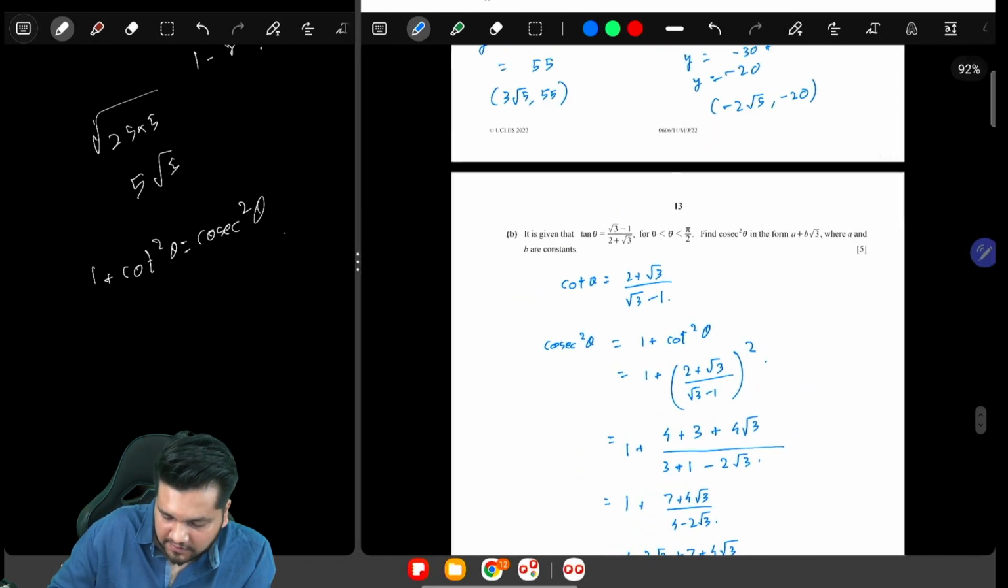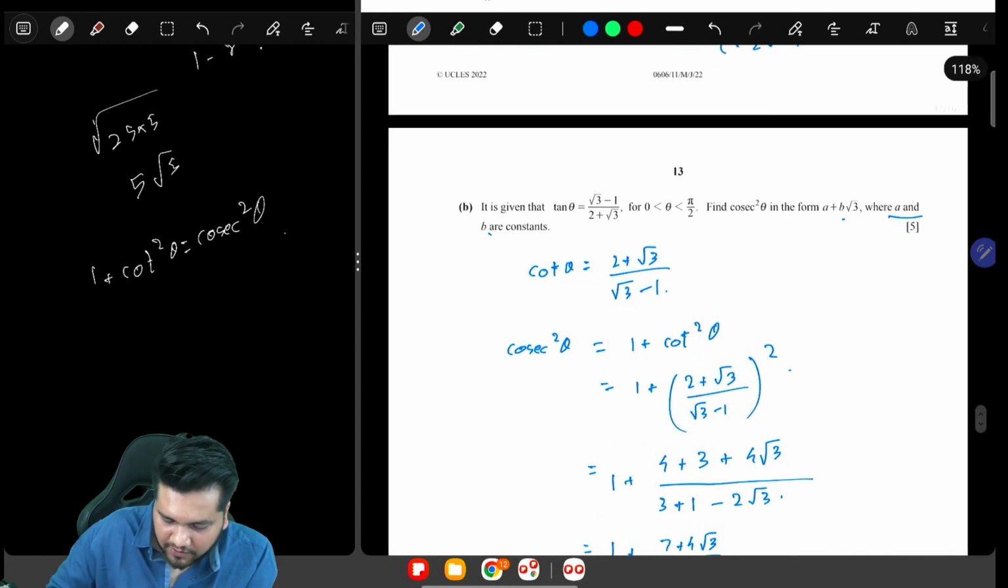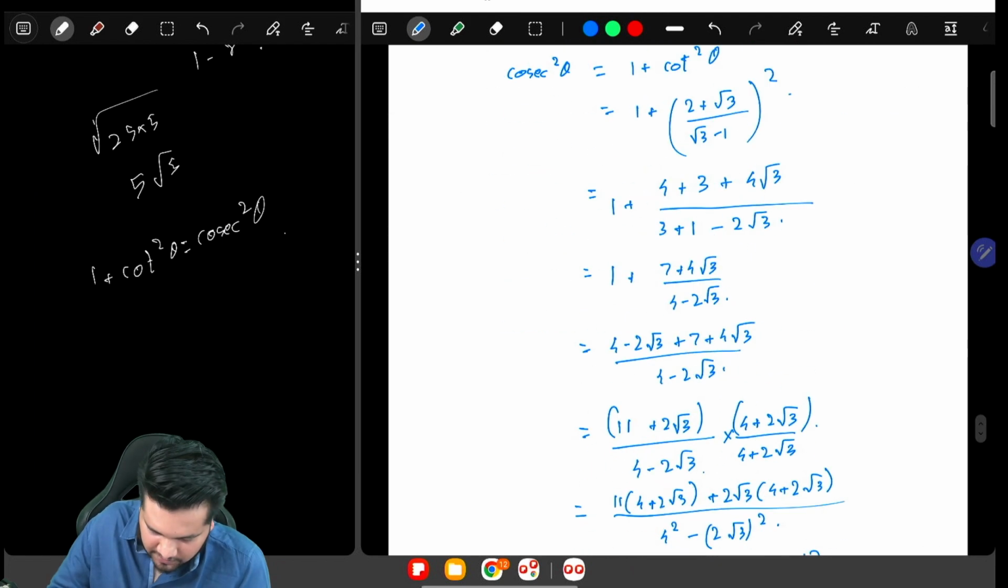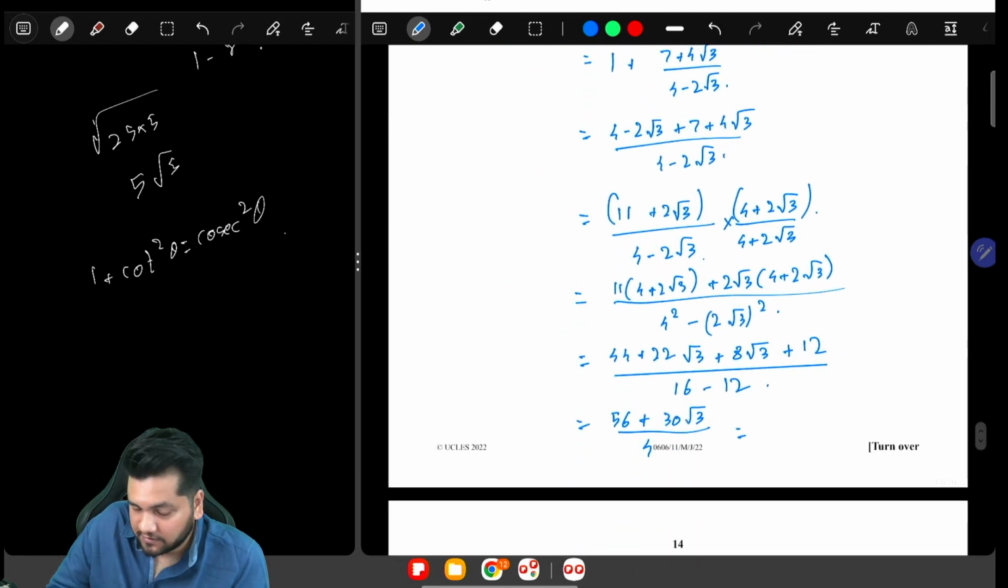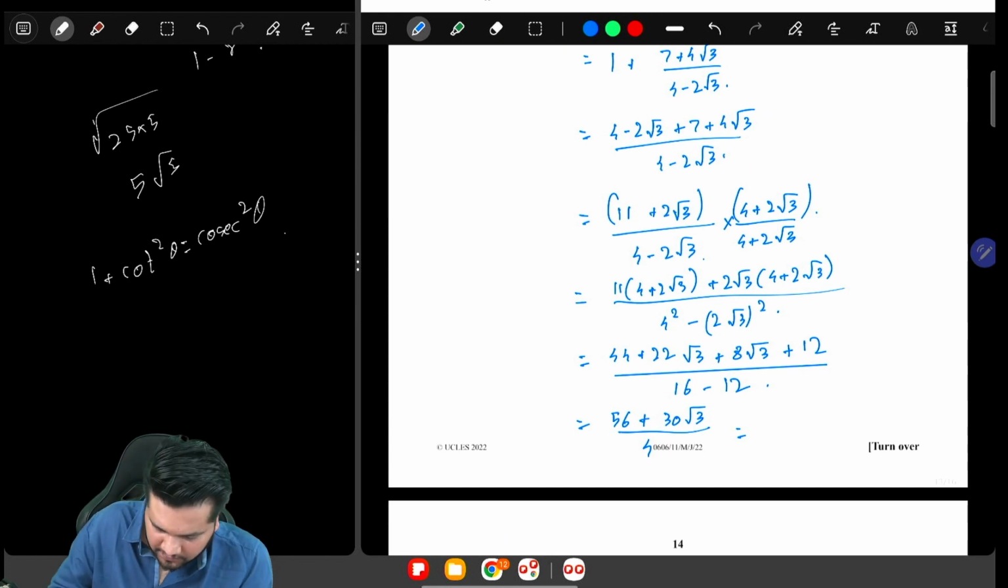So what they're asking you to write in the form of a plus b root 3, where a and b are constants. Now see, sometimes they say a and b are integers. So if you get a rational number, then obviously you are wrong. But here, I just checked because I was getting a rational number. So if you want, you can divide numerator and denominator by 2, or you can separate it from the numerator. So 56 by 4. So we can write this thing as 14 plus 15 by 2 root 3. That's your answer.